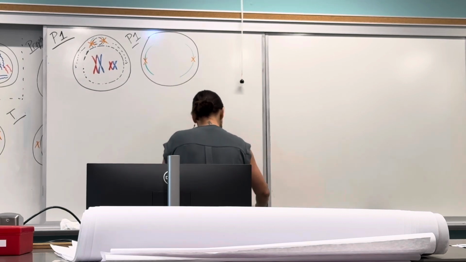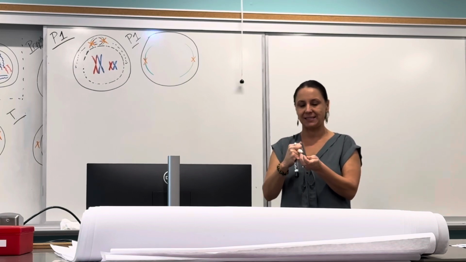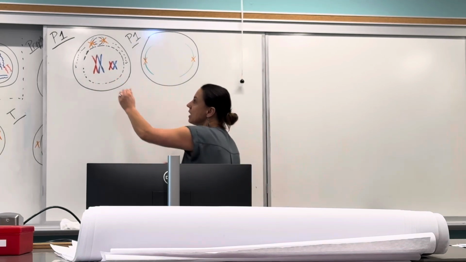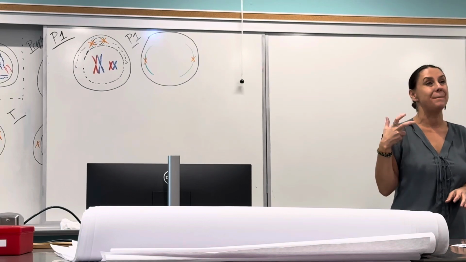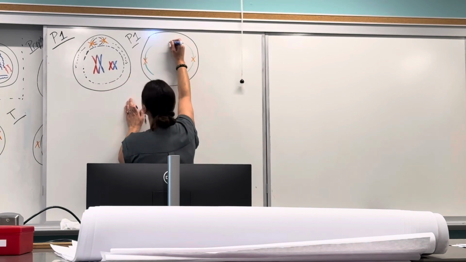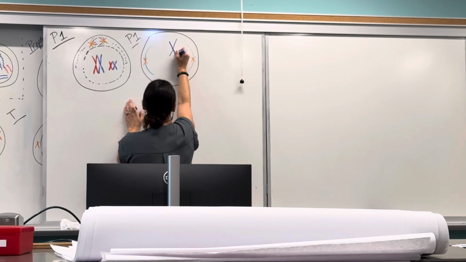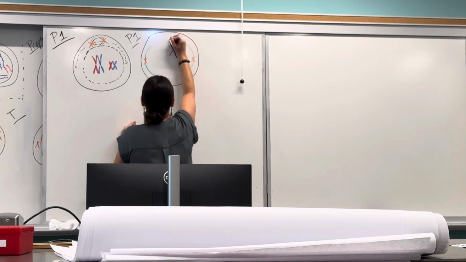Now, another unique thing that happens in prophase 1, due to these tetrads coming together via synapsis, is a process called homologous recombination. Okay, so let me draw what I mean. I'm just going to do it as if it has already happened.